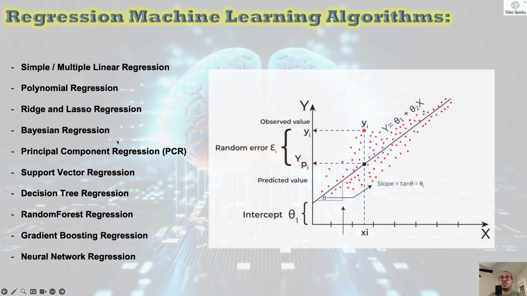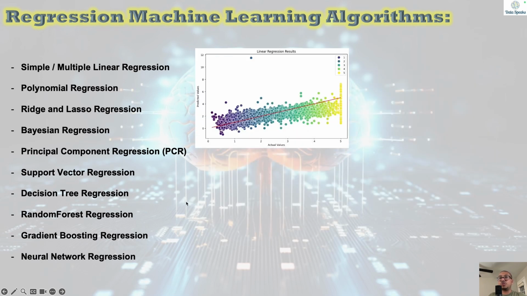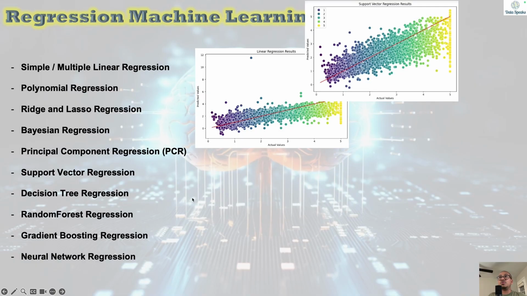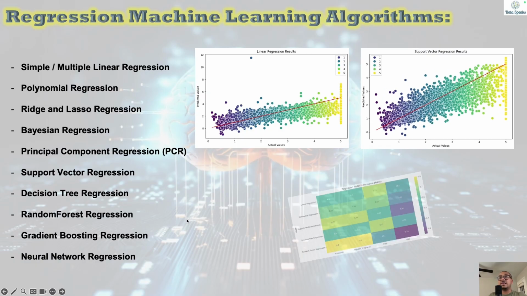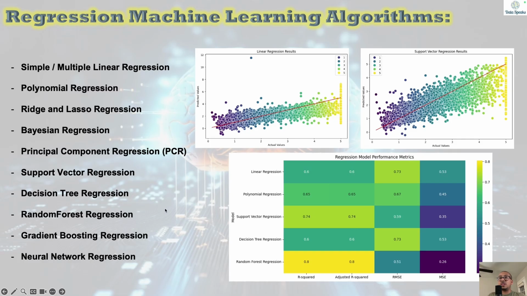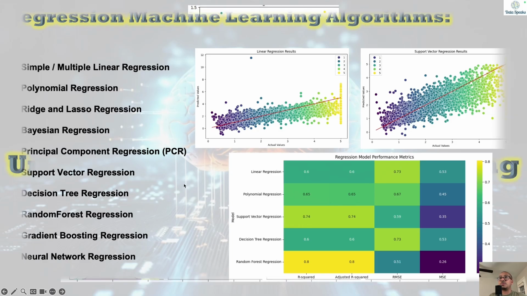Now Bayesian regression, principal component regressor, support vector regressor, decision tree regression, random forest, gradient boosting, and neural network regression are examples of regression machine learning algorithms. They help us to powerfully predict the continuous values given the input features or predictive variables. These are just some of the visuals that I have included from my own machine learning models that I have developed and experimented with, showing how all of these algorithms help us to powerfully predict the output values given the input features.